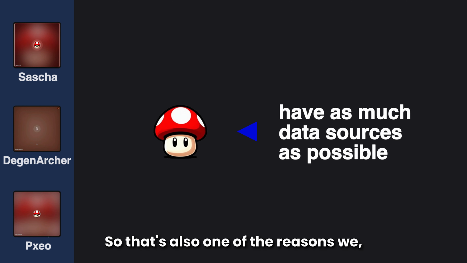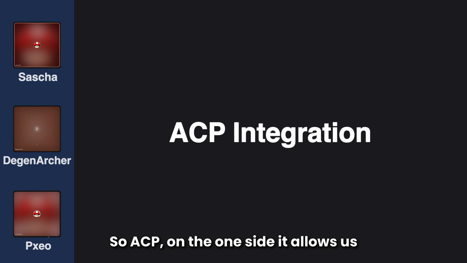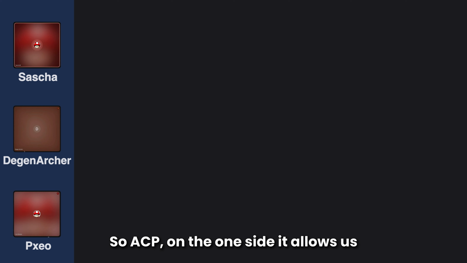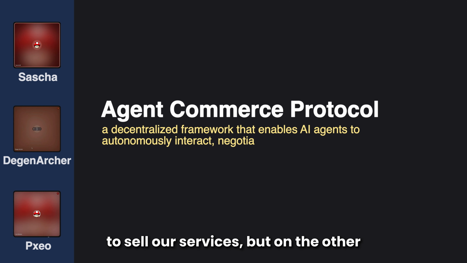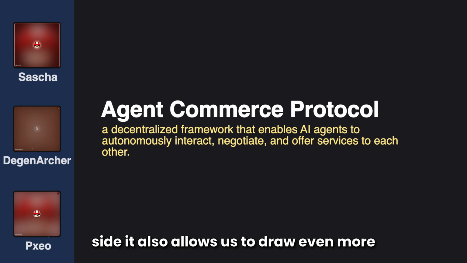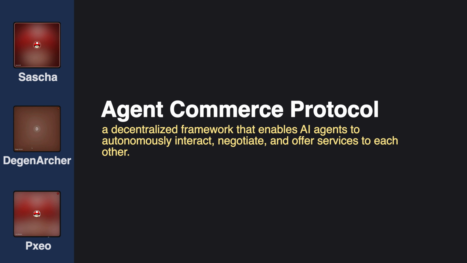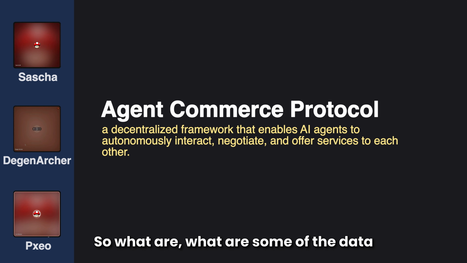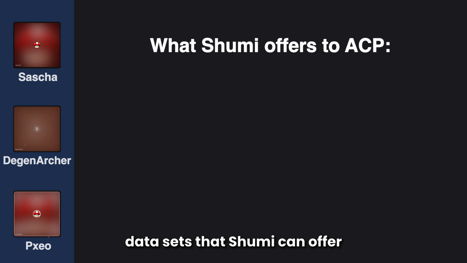So that's also one of the reasons we integrated with ACP. On the one side, it allows us to sell our services, but on the other side, it also allows us to draw even more data sources from other agents. So Shumi can actually expand that pretty well as well. So what are some of the data sets that Shumi can offer to ACP that we've been working on?